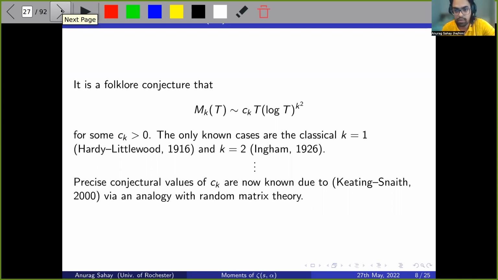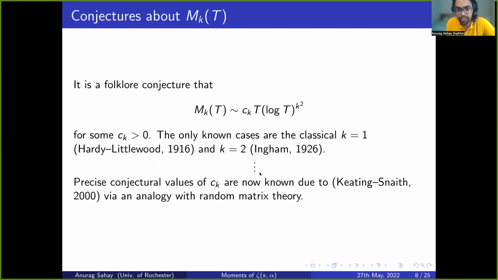But we do know a lot of stuff which I've put in these dots that I don't really have time to go into. One of the things I want to highlight is that we know precise values for what c_k should be. So the expectation is that this moment is T (log T)^(k²), and we can actually say quite a bit about what c_k should be. A lot of work went into this, but the most recent thing which gave the definitive answer is this result of Keating and Snaith, where they used an analogy with random matrix theory to conjecture c_k.